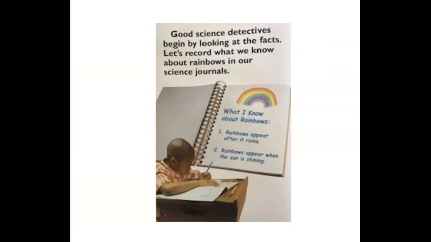Good science detectives begin by looking at the facts. Let's record what we know about rainbows in our science journal. So get a piece of paper out. So what do we know about them? What I know about rainbows. Number 1, rainbows appear after it rains. Number 2, rainbows appear when the sun is shining.